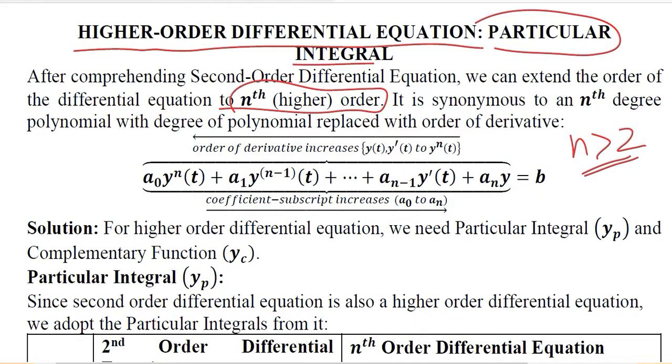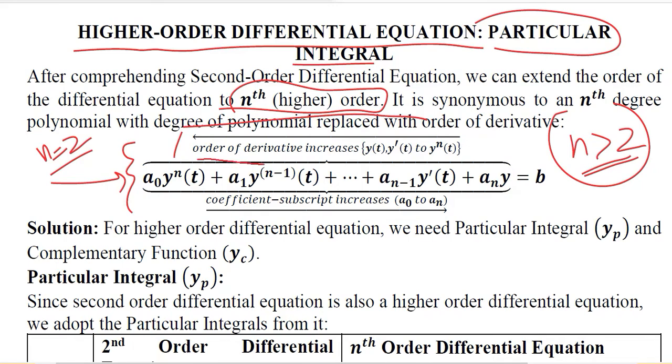So the standard form is as it is in the case of second order differential equation, where we introduced the concept of higher order differential equations but limited our analysis to n is equal to 2. But now we are keeping it n greater than 2. So now n can be greater than 2 and can reach any positive number. The observation is that the order of the derivative increases when we go from right to left.